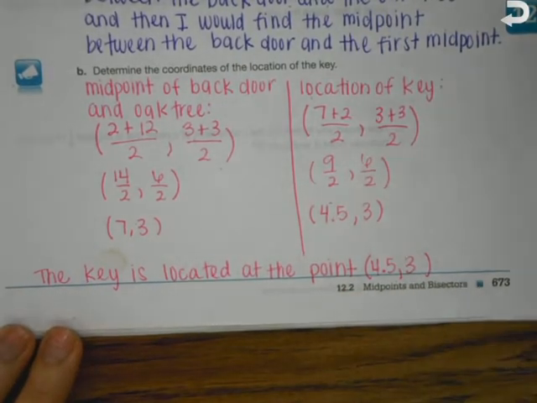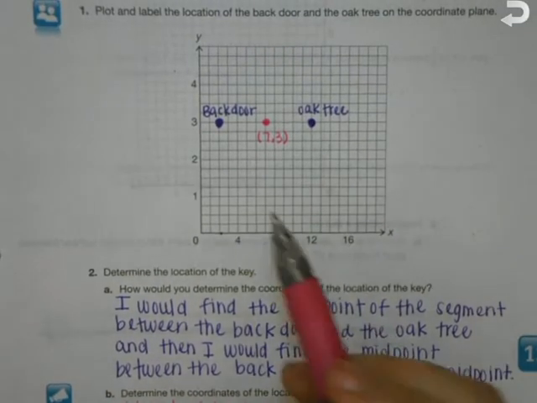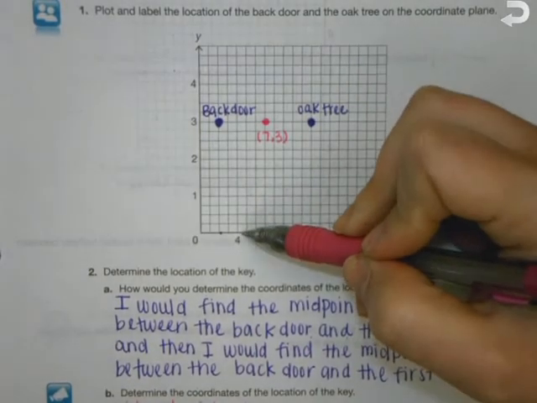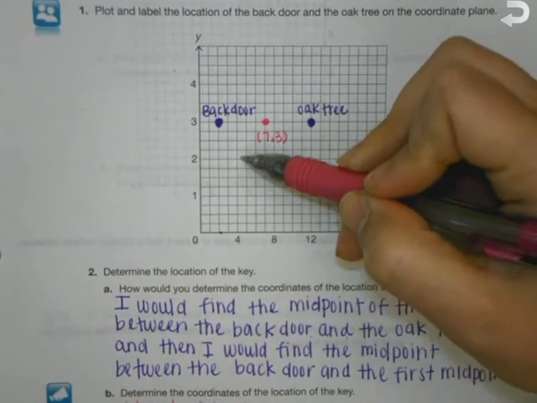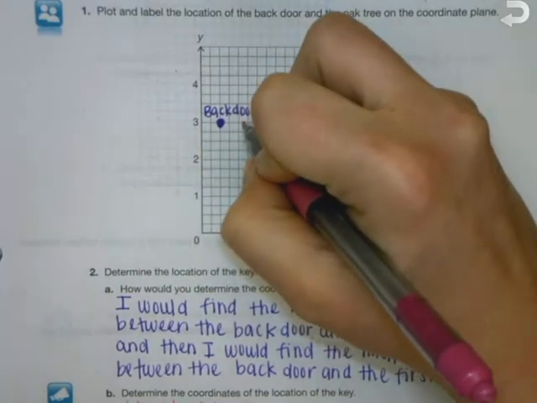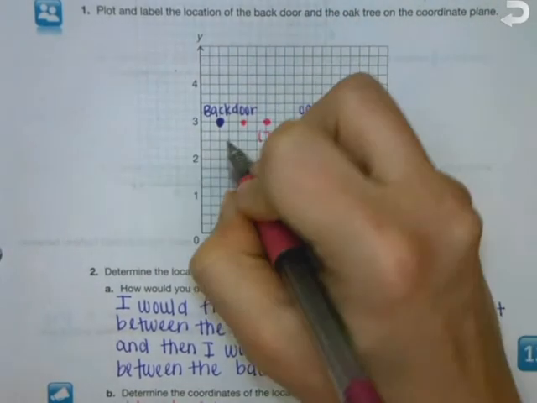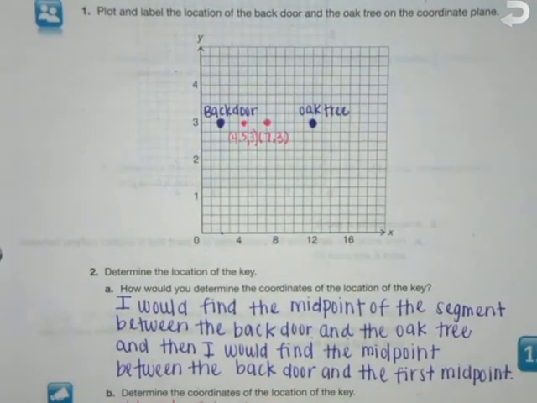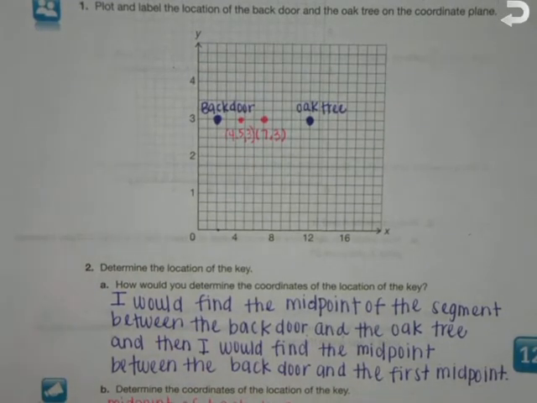So let's graph that. Where would 4.5 be? In between 4 and 5. And then we're going to go all the way up to 3. So it should be right here. And then label that 4.5, comma, 3. So did Jack find his key? I think so. Finally, right?